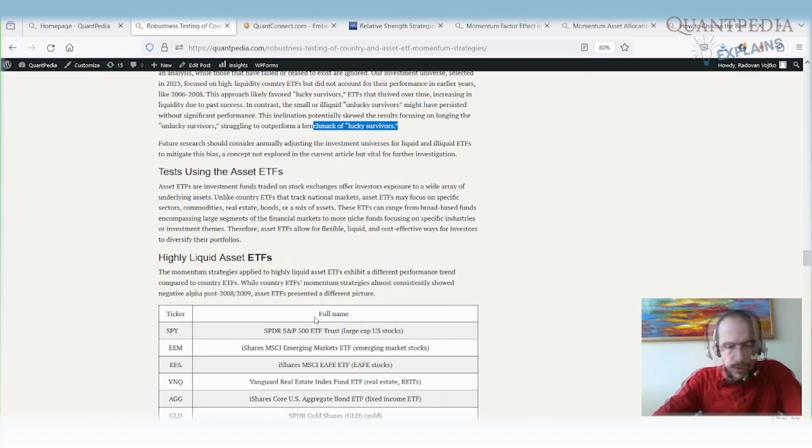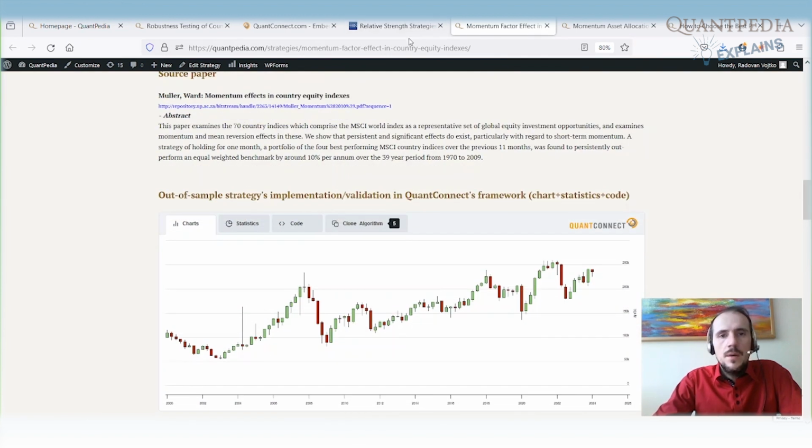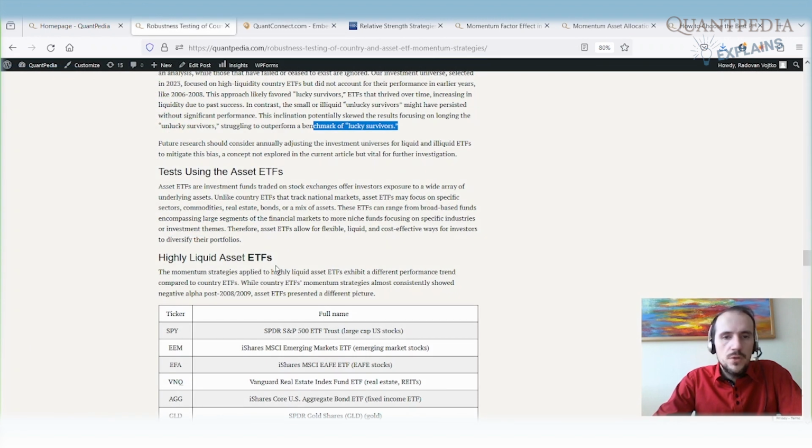That's the result for country momentum. So we can see that for country momentum, we can try a lot of different robustness tests, but still the country momentum strategy performs well on an absolute basis. So on an absolute basis, the momentum factor on country ETFs performs positively, but on a relative basis, when we compare this strategy against the benchmark, it has mostly negative performance.